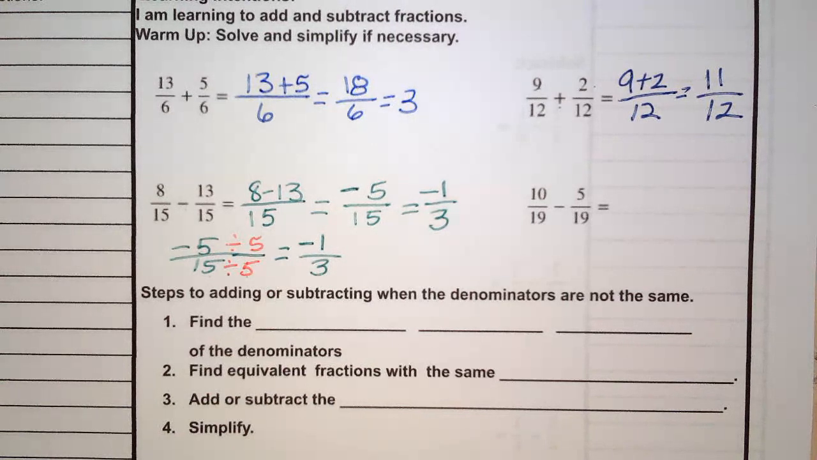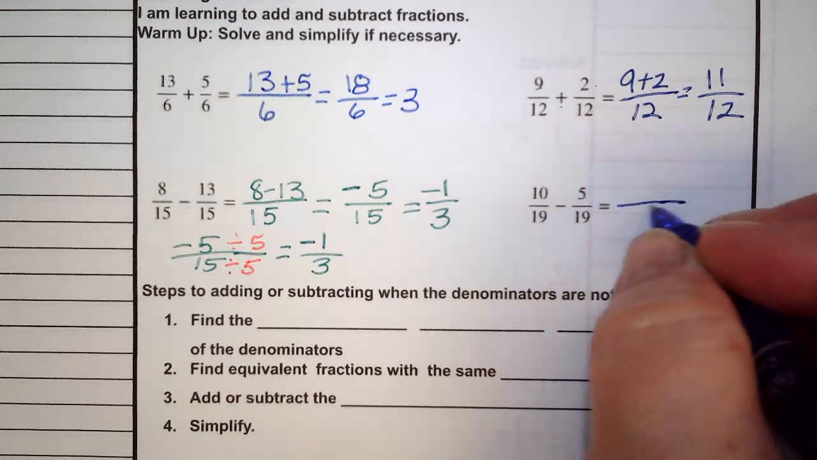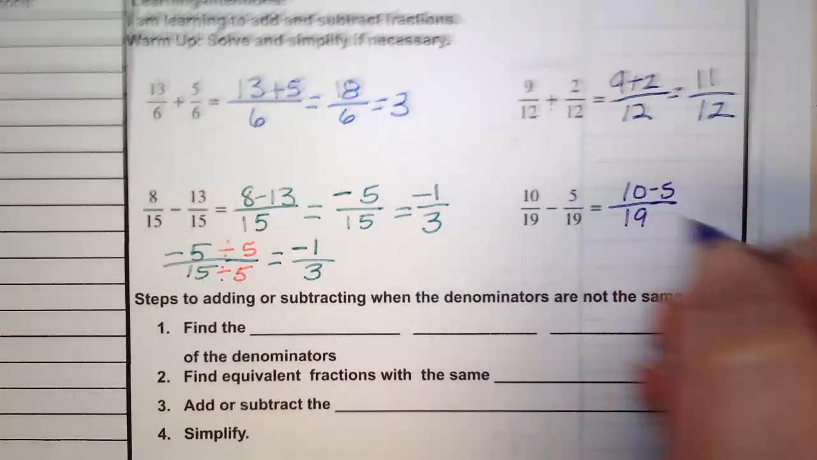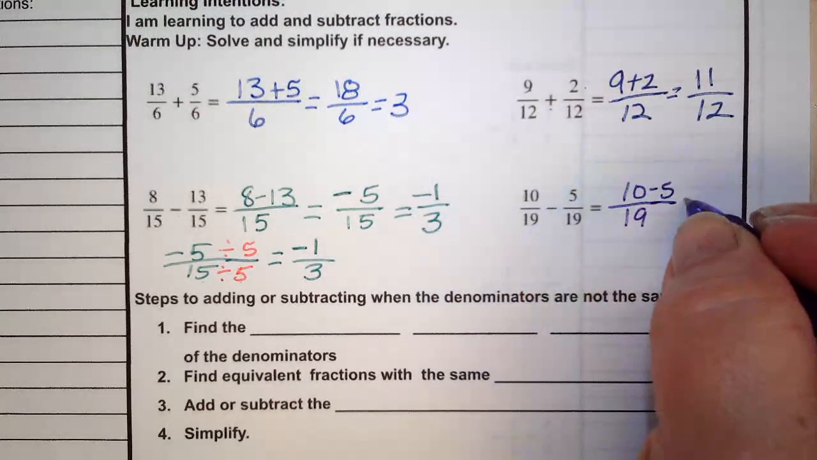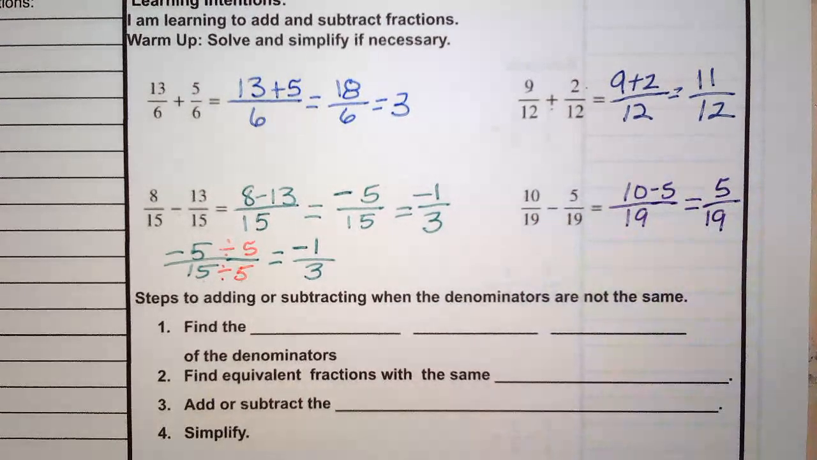Okay, for the last one, 19 is a prime number. 10 minus 5 is the top. 10 minus 5 is 5. 5 over 19 cannot be simplified.